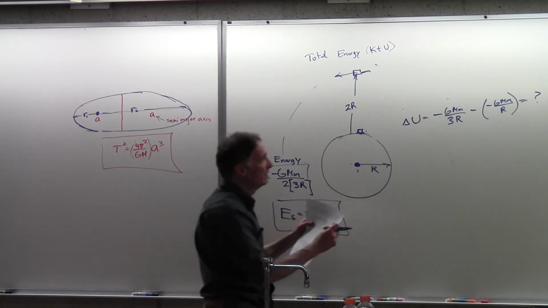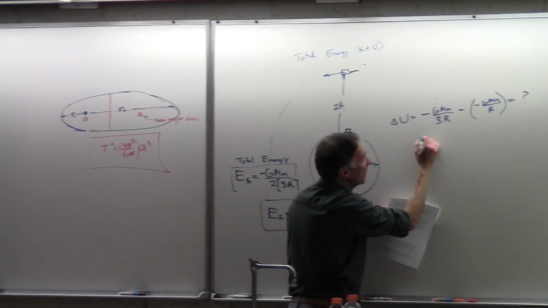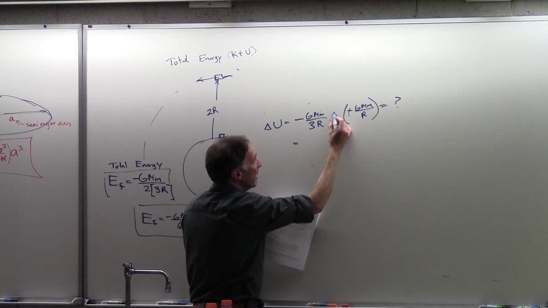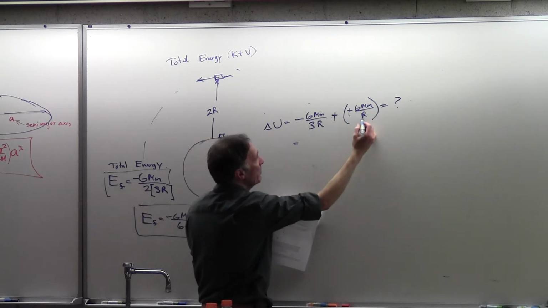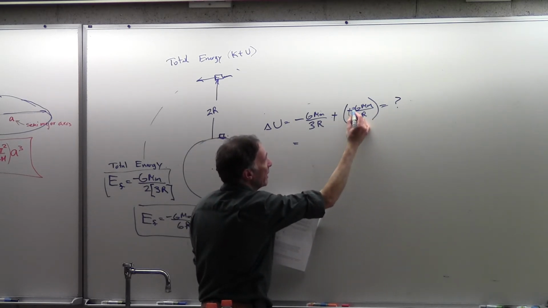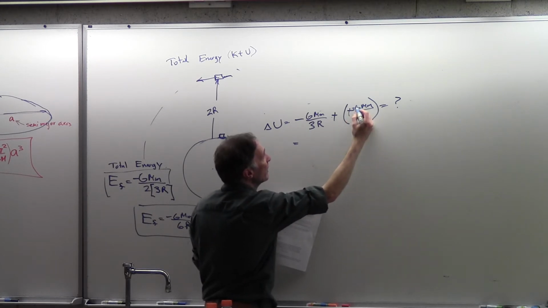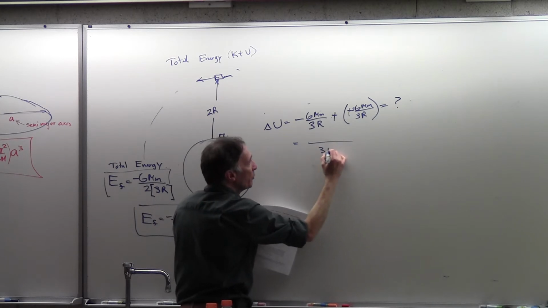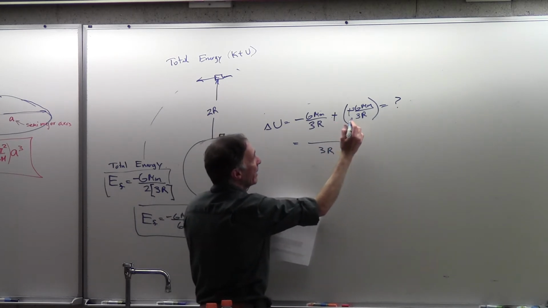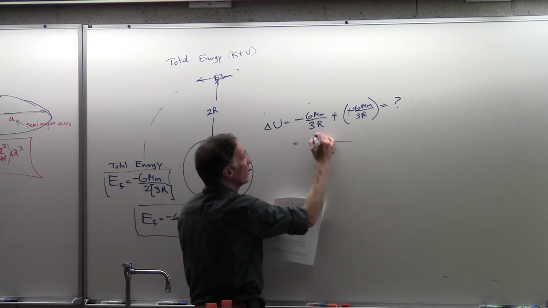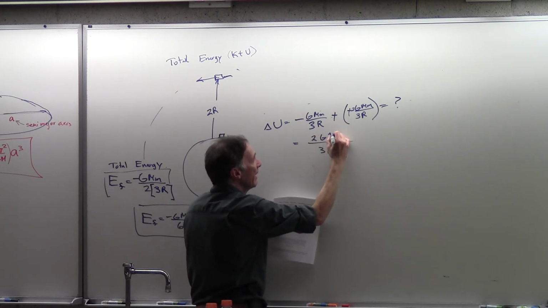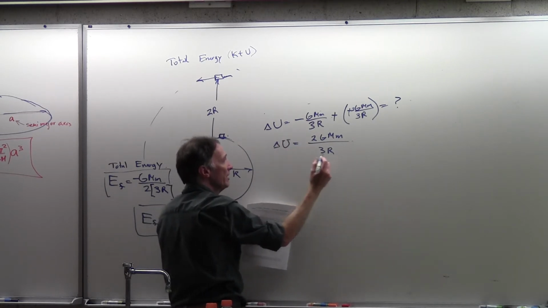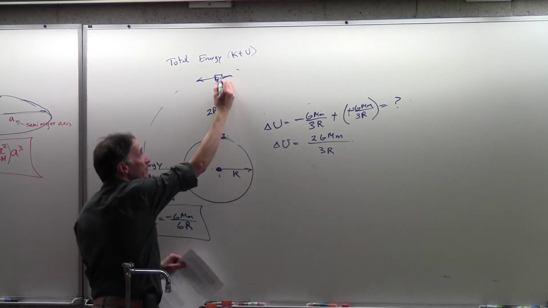Okay. And this one, I'm not going to stick in the numbers, but let's just look at this. This minus and minus makes that a plus. I can make this 3r by multiplying that by 3. And so I'm going to have 3r, and I'm going to have a 3g minus 1, which will be a 2gMm. And that's the change in the potential energy to get it up here.